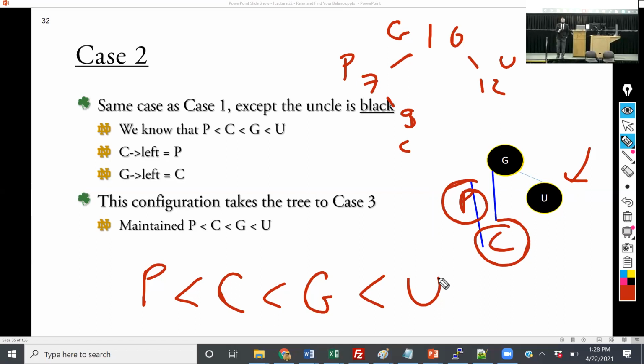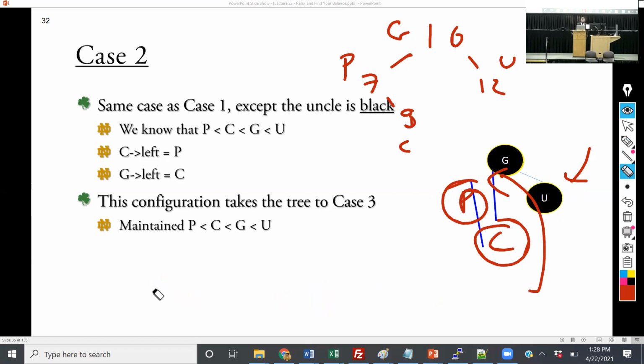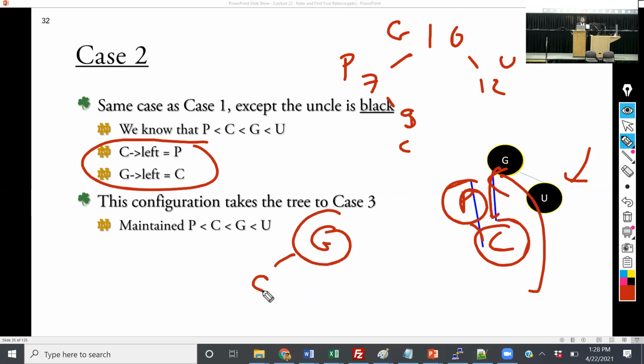So now we're going to perform a rotation. We did something very similar before, where we see the child come up, and then it's going to be the grandparent. Child's left is going to point to the parent, and then the grandparent's left is going to point to the child. So the grandparent is going to be here, the child would be here, the parent would be here, and the uncle is here.